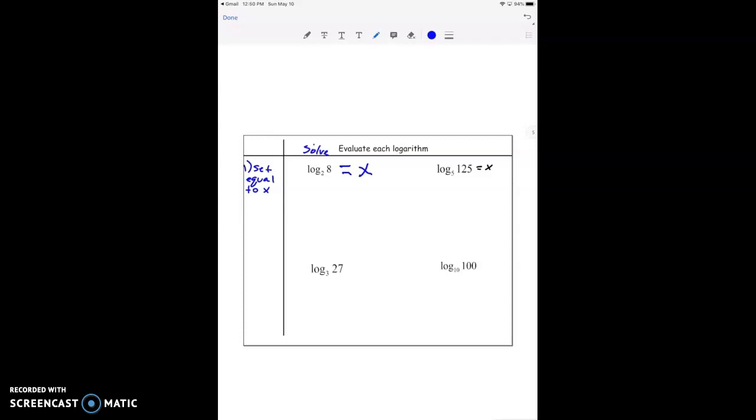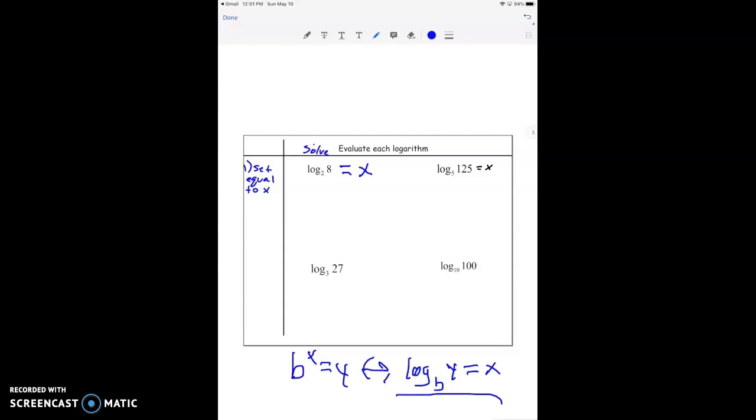So remember we had b to the x equals y, and we went this way. So log base b of y equals x. By setting this equal to x, we set up this part of the formula. So we actually want to go back the other direction.